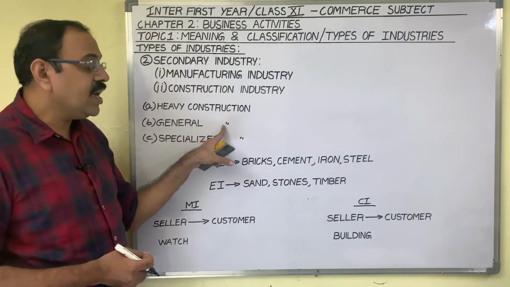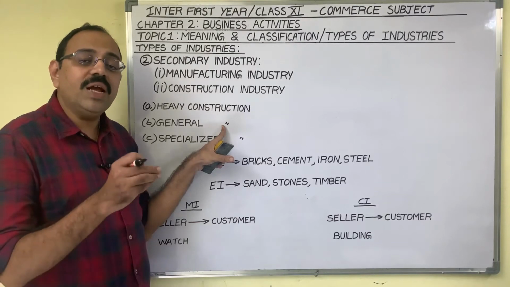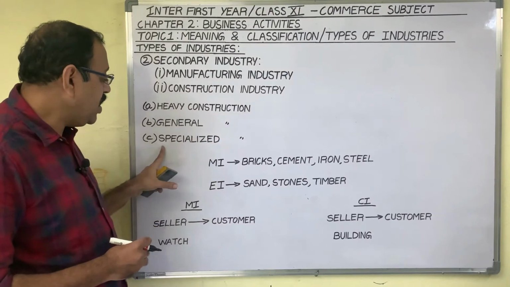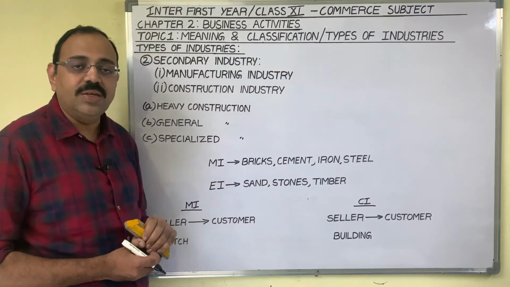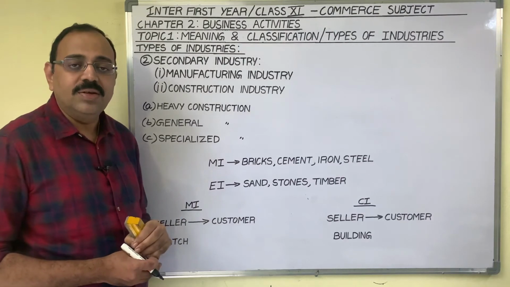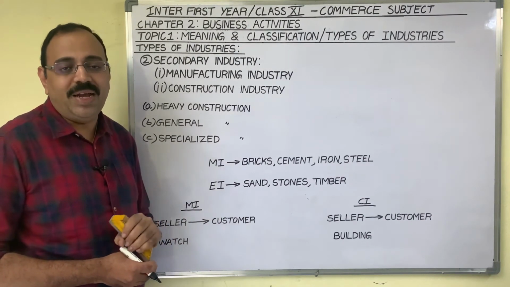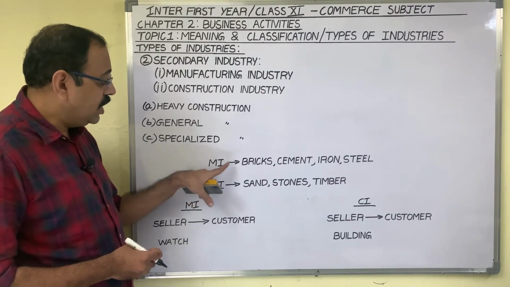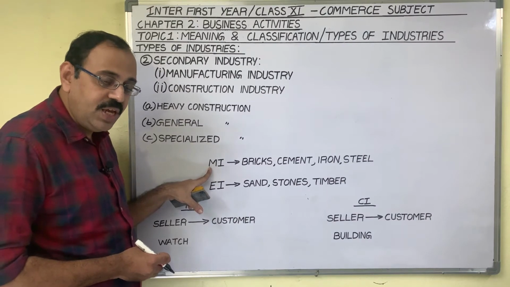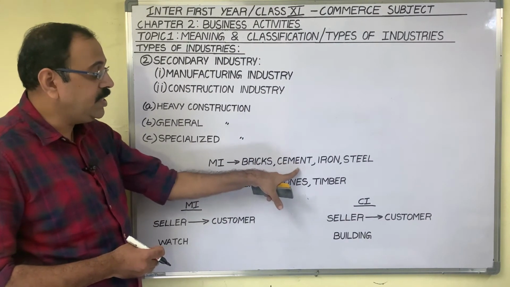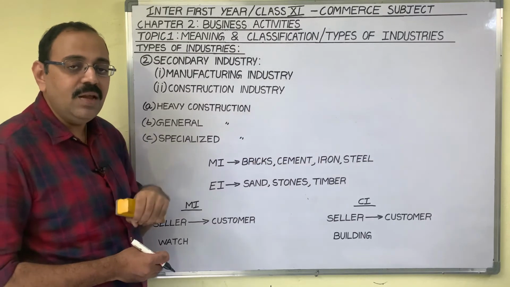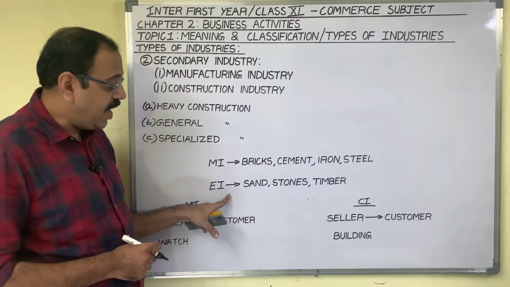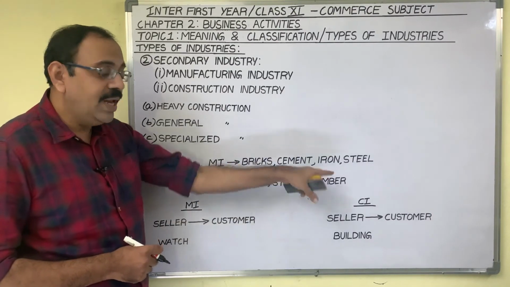Second one, general construction industry. They involve in construction of commercial buildings, residential buildings. Third one, specialized construction industry. They provide electric work, woodwork while constructing the buildings. Next one, in construction industry, they use the products of manufacturing industry. For example, bricks, cement, iron rods and steel. They use the products of extractive industry also, like sand, stones, timber.